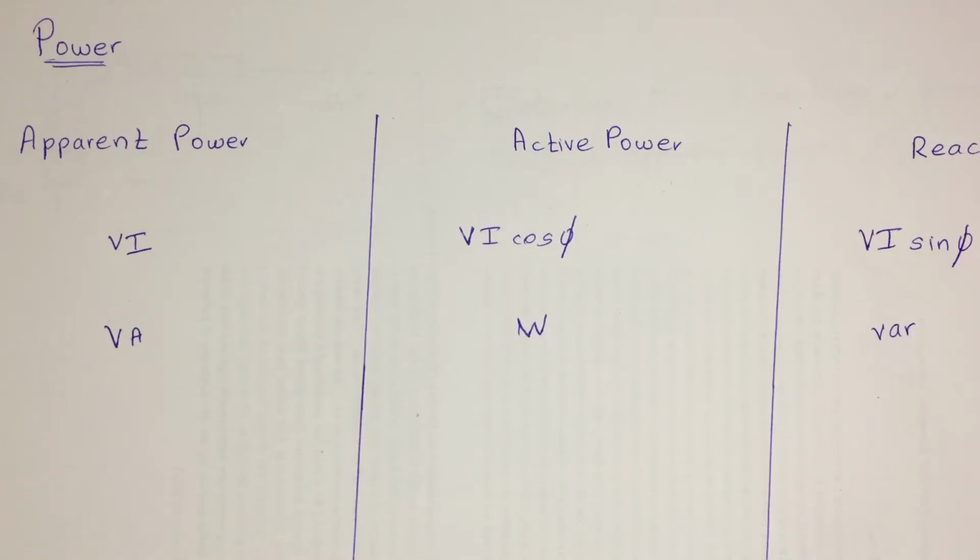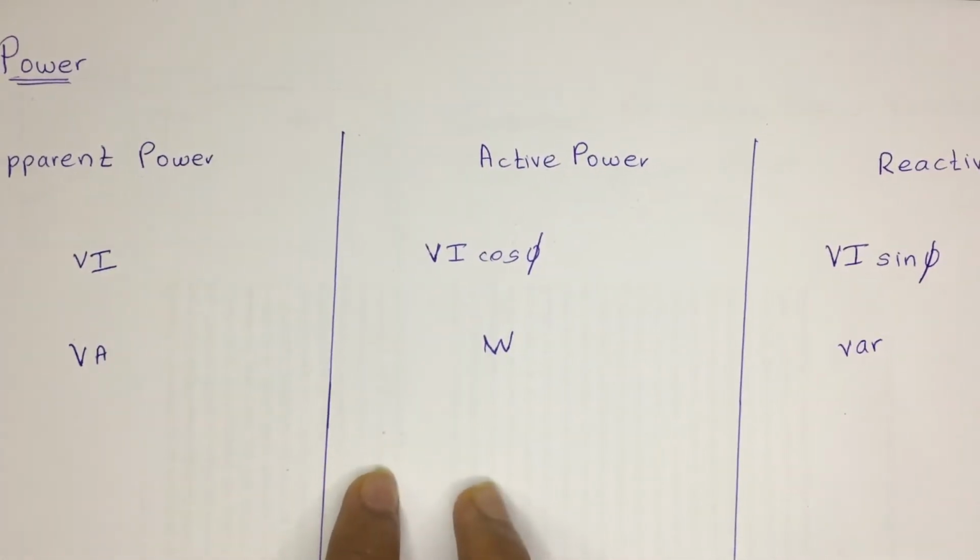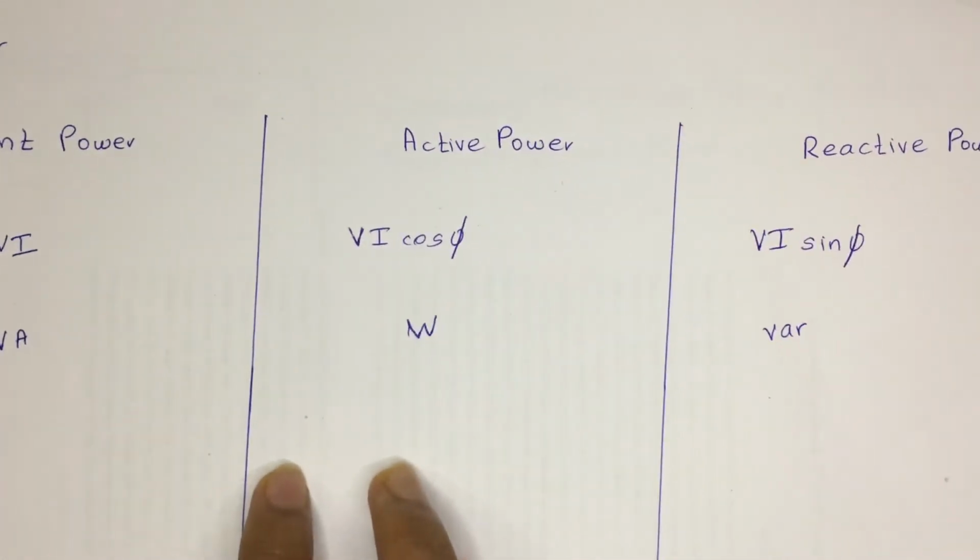Okay, without wasting our time, let's look at the main thing. When we are studying electrical power, there are mainly three types of power. One is known as apparent power, the next one is active power, and the third one is reactive power.